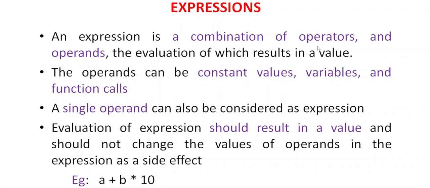So it's a combination of operators and operands. Operators means plus, minus, star, etc., which stand for addition, subtraction, multiplication. Operands can be variables A, B, or directly values 5, 10. The operands can be function calls also; we'll see later what exactly a function is. This is one of the expressions: A plus B star 10.